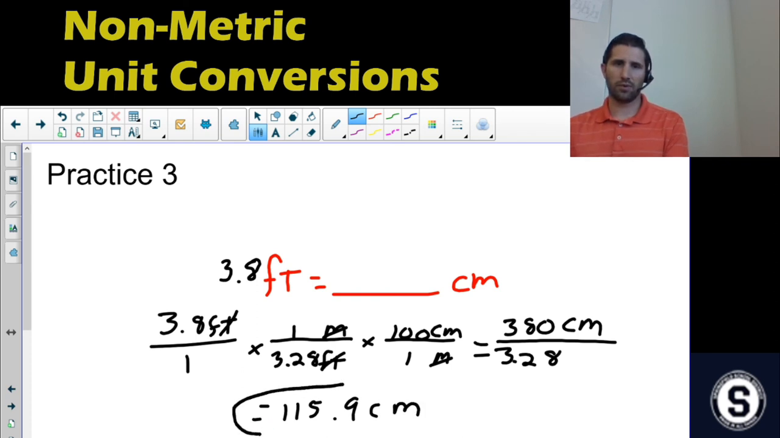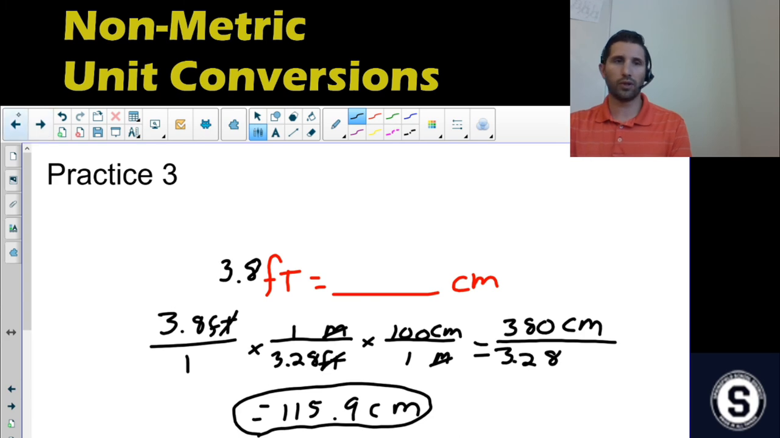So in this example, we ended up having a number on the top and a number that wasn't 1 on the bottom. In the first two examples, it was a 1 on the bottom. Here we had a number that was not 1. So before you finish, you got to make sure you divide these two things. So 380 divided by 3.28, and that gives me that 115.9.